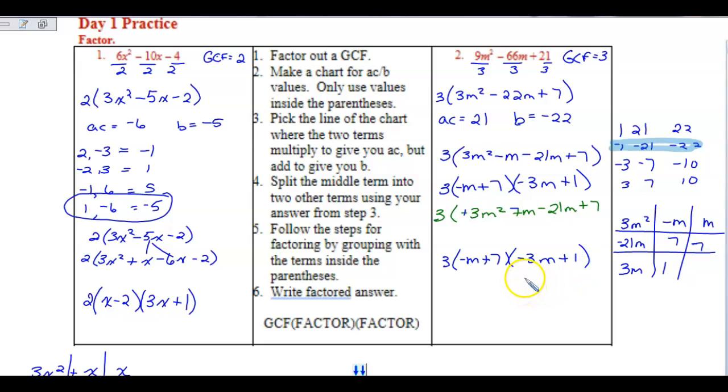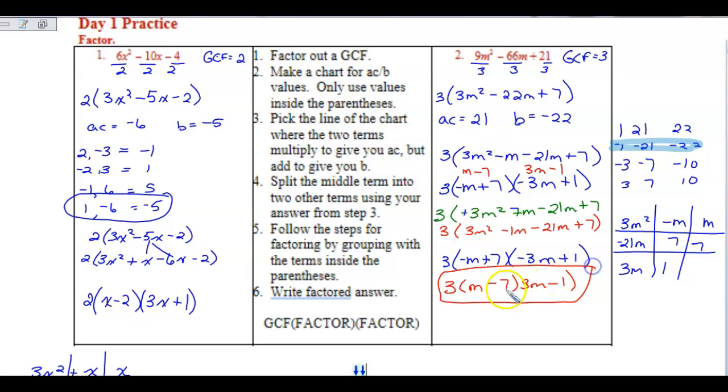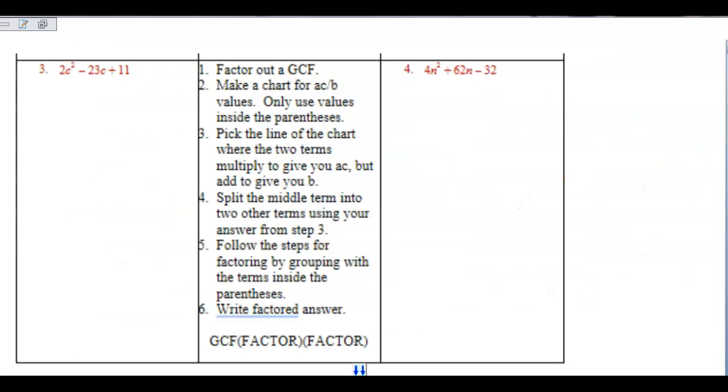Another possibility, by changing these to m minus 7 and 3m minus 1, I get the same answer, and therefore I like this setup better. I like to have my variables positive in the front if I could. So this is what I would choose to be my answer. If you have any questions about these, please make sure you're talking to your teacher. There are different ways of looking at these, and you want to make sure that you get something that works.